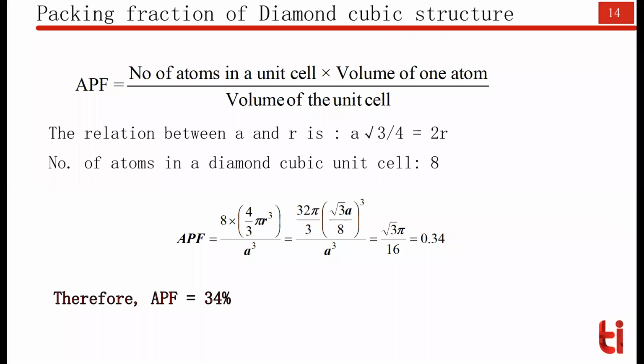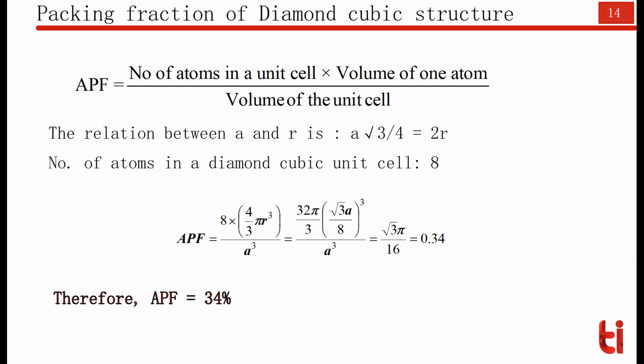So let's calculate the APF for the diamond cubic structure. If you remember, we have defined the APF for the simple cubic, face-centered cubic, and body-centered cubic unit cells. APF is defined as the ratio of the number of atoms in the unit cell times the volume of one atom, divided by the volume of the unit cell. So it is basically the ratio of the volume of atoms occupying the unit cell to the total volume of the unit cell.